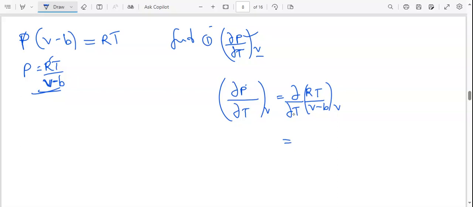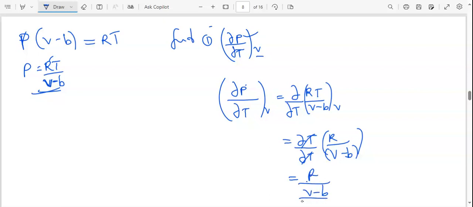So you can distribute throughout inside. That will be the partial in T, then I'll have R there, over the partial in T. Then the V and B we're not interested in, because they are not having T. The change is only based on T. So this and this cancel, and we have R over V minus B. So that's how we are supposed to find this homework question. Hope that is clear. So that is it.